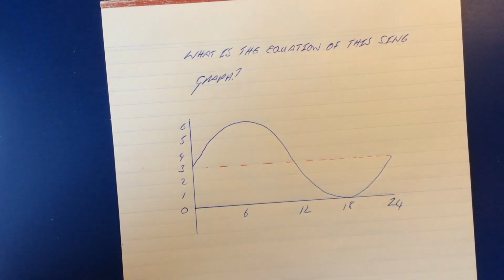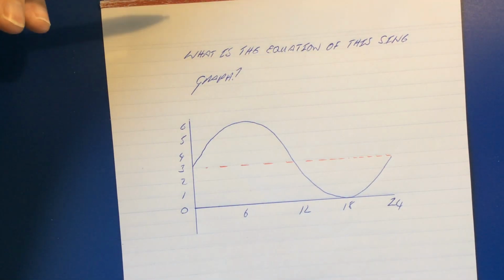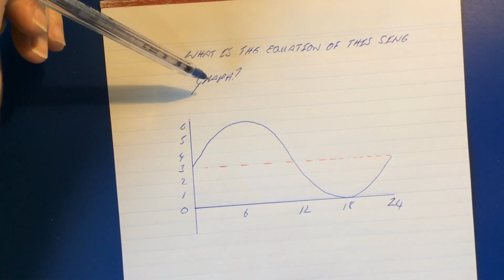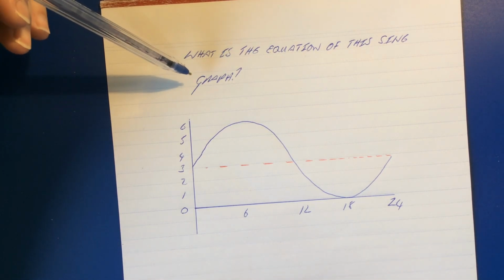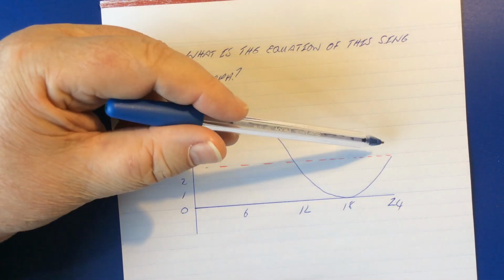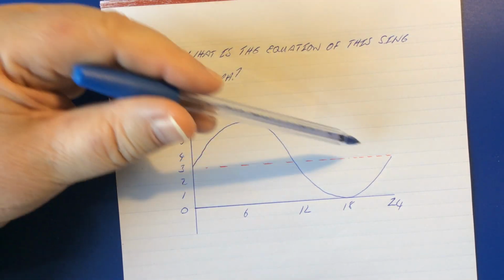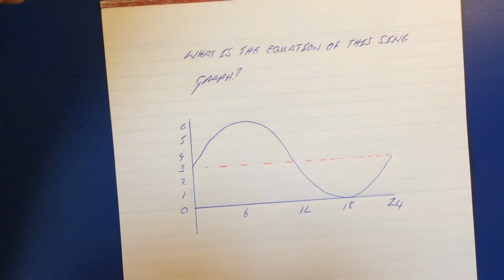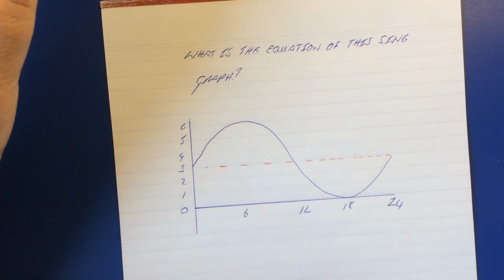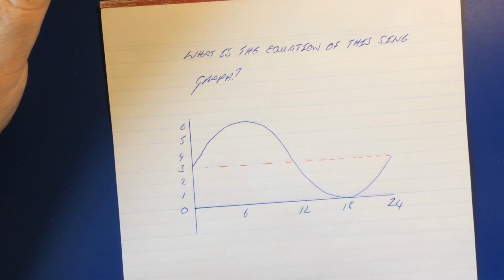What is the equation of this sine graph? Now, I specified that this was a sine graph so that nobody would think that it was possibly a cosine graph that had been moved to the left or the right. Cosine graphs and sine graphs are sort of 90 degrees out of sync with each other, but if you move one of them by 90 degrees, you'll see that it fits perfectly across the other.